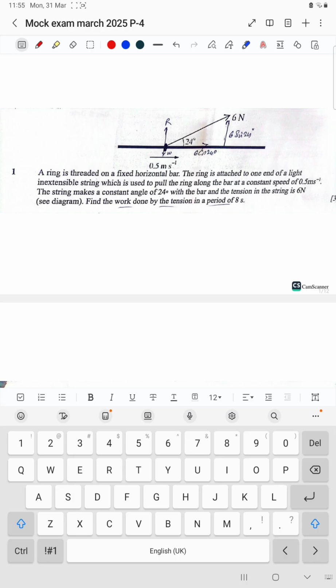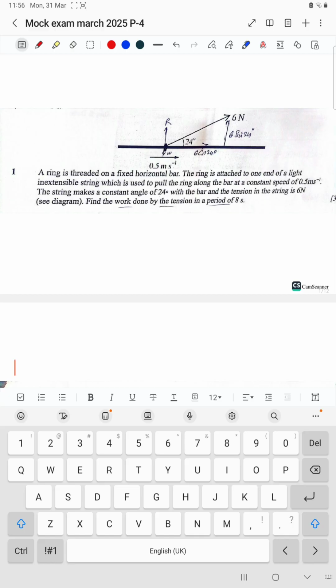Here, the first question states a ring is threaded on a fixed horizontal bar. The ring is attached to one end of a light inextensible string, which is used to pull the ring along the bar at a constant speed of 0.5 meter per second. The string makes a constant angle of 24 degrees with the bar, and the tension in the string is 6 Newton. See the diagram.